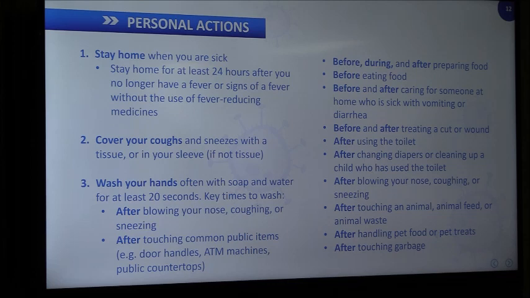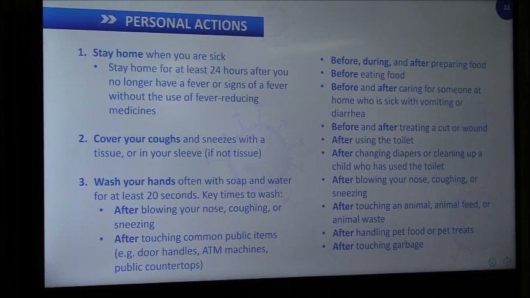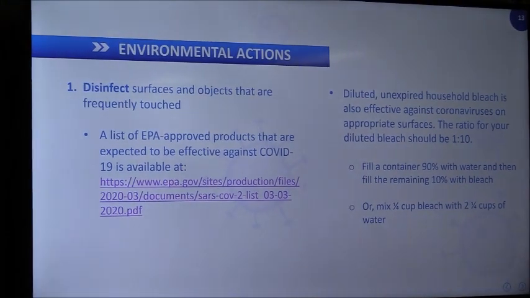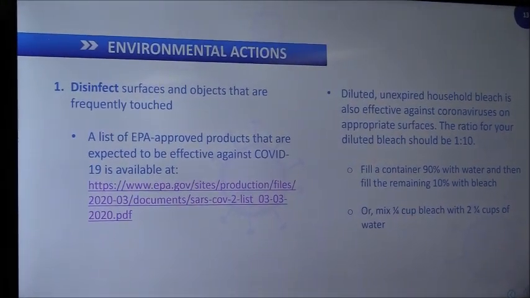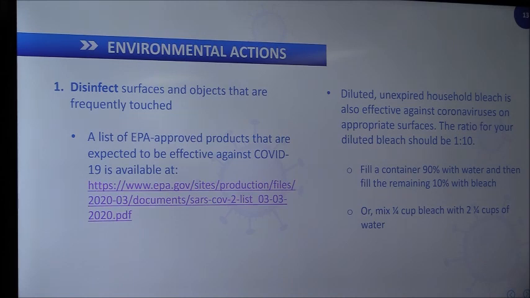Simple guidelines, nothing new, that we should have been using in everyday life way before this. So these simple guidelines, take care of yourself. Disinfect surfaces and objects that are frequently touched. A list of EPA-approved products that are expected to be effective against COVID-19 is available at this EPA website. I can get that to you at the end when we're done if you need it. Or just use diluted common household bleach at a 1 to 10 ratio, or a 10% solution of bleach.